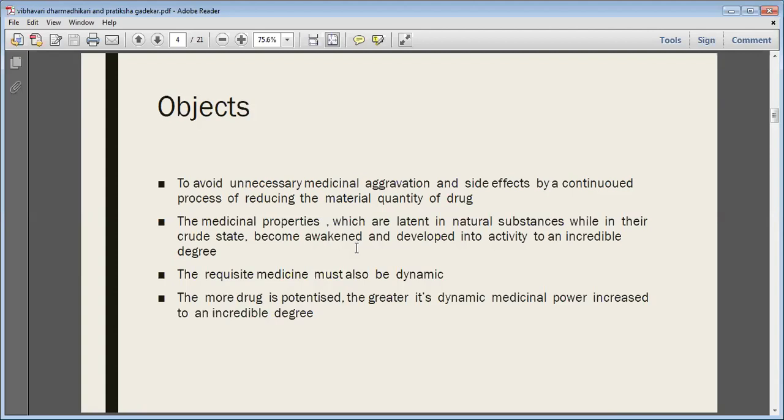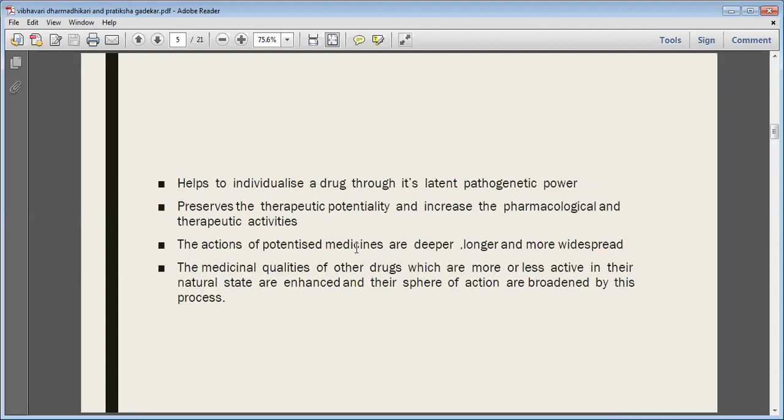The word dynamic is used here because the vital force is dynamic and the disease force is also dynamic, and hence the medicine required to cure this dynamic disease, or to free that vital force from the dynamic effect, must be dynamic, and hence we are doing the potentization. The more we potentize the drug, the greater the dynamic medicinal power increases, to an incredible degree. It will help to neutralize the drug's latent pathogenetic power.